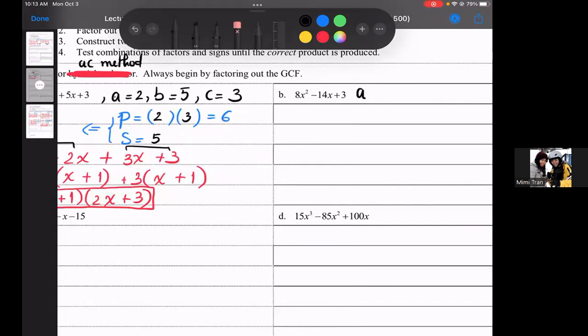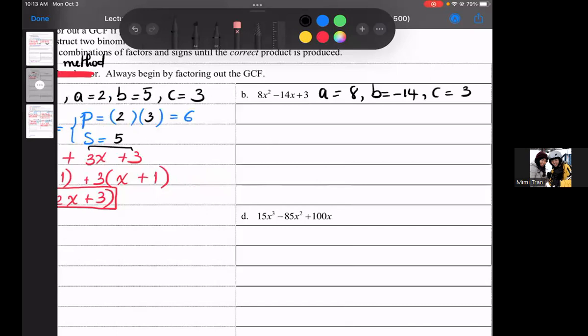So A is 8, B is negative 14, and C is 3. Product A times C, 8 times 3, 24. Sum is negative 14. What are the two numbers? Yeah, 12 and 2, right? So let's see, just 12 and 2 first, and then you arrange the sign. Minus, right? Because I need the sum to be negative 14.